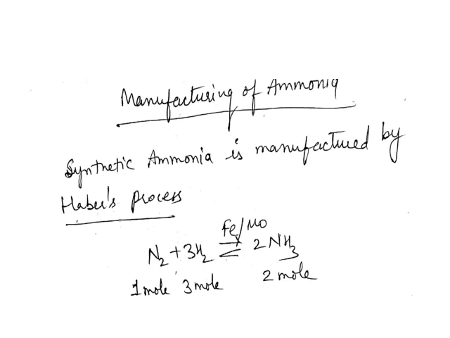So Haber's process is this reaction you are seeing, a reversible reaction. Nitrogen, 1 mole, reacts with 3 moles of hydrogen to produce 2 moles of ammonia. It's a reversible reaction, and here the catalyst is iron. And what's the role of molybdenum here? The role of molybdenum is as a catalytic promoter, so it enhances the rate of the catalyst we are using.